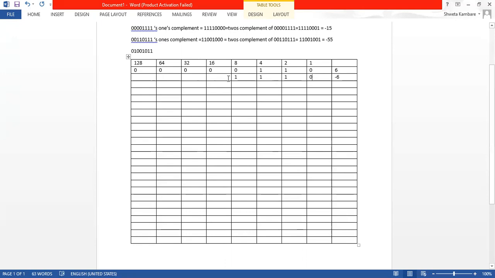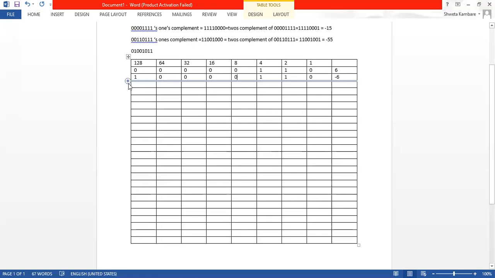Now what if I want to convert this minus 6 to 8 bits? How will I do that? So I have to shift this 1 to MSB. So it will be 1 0 0 0 0 1 1 0. This is my minus 6.